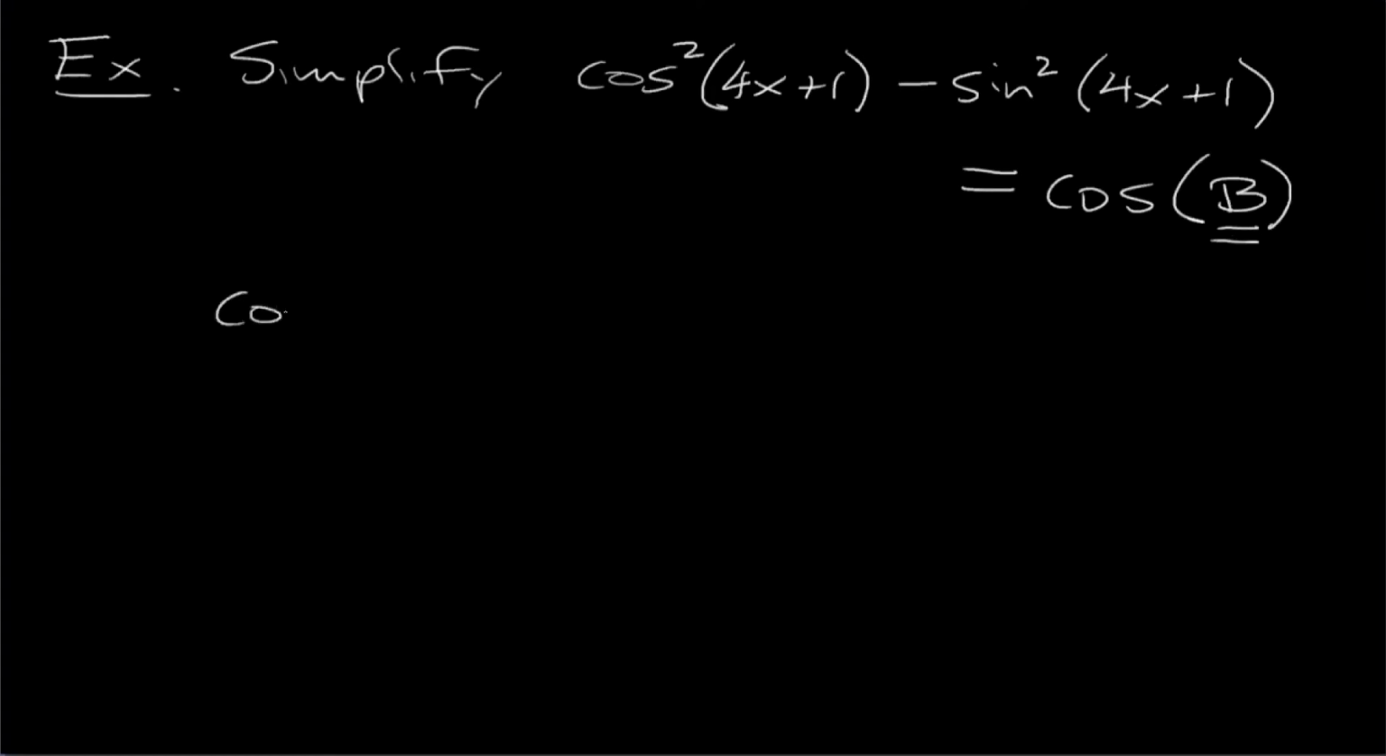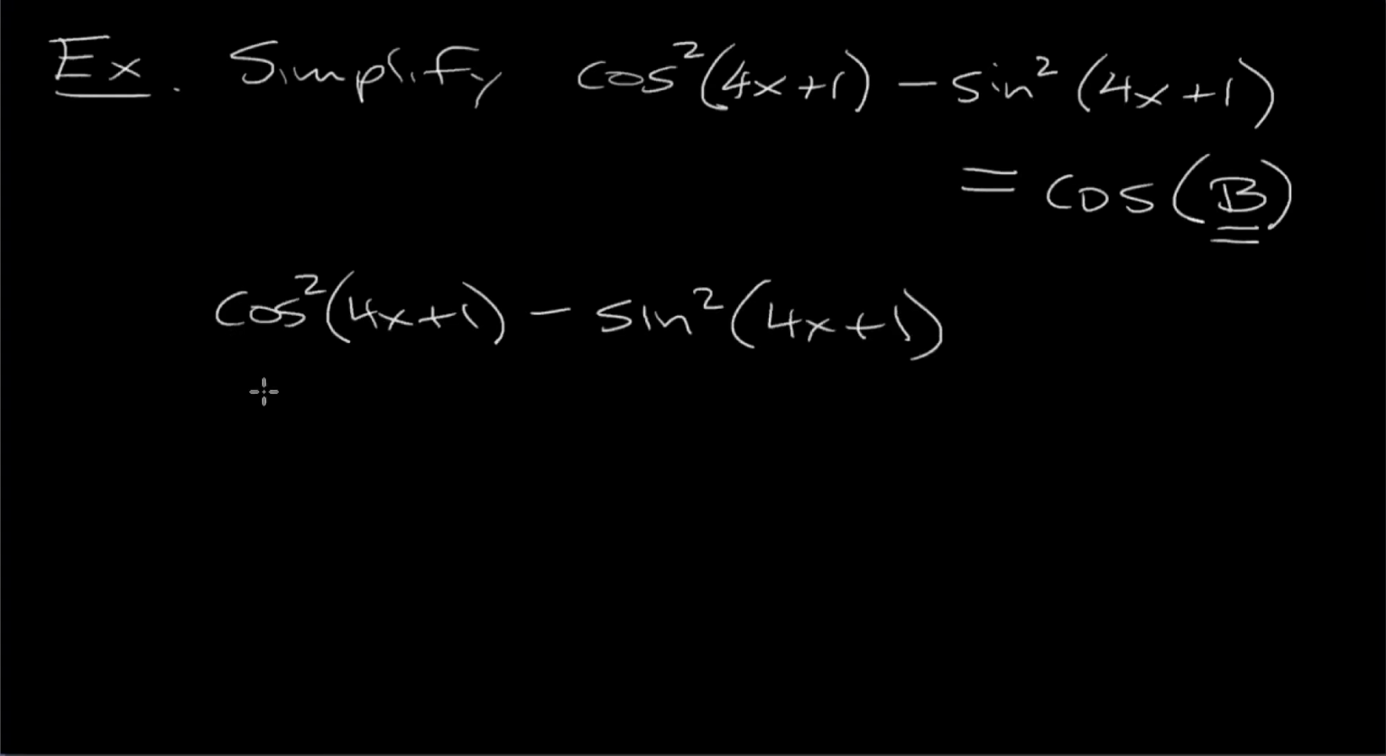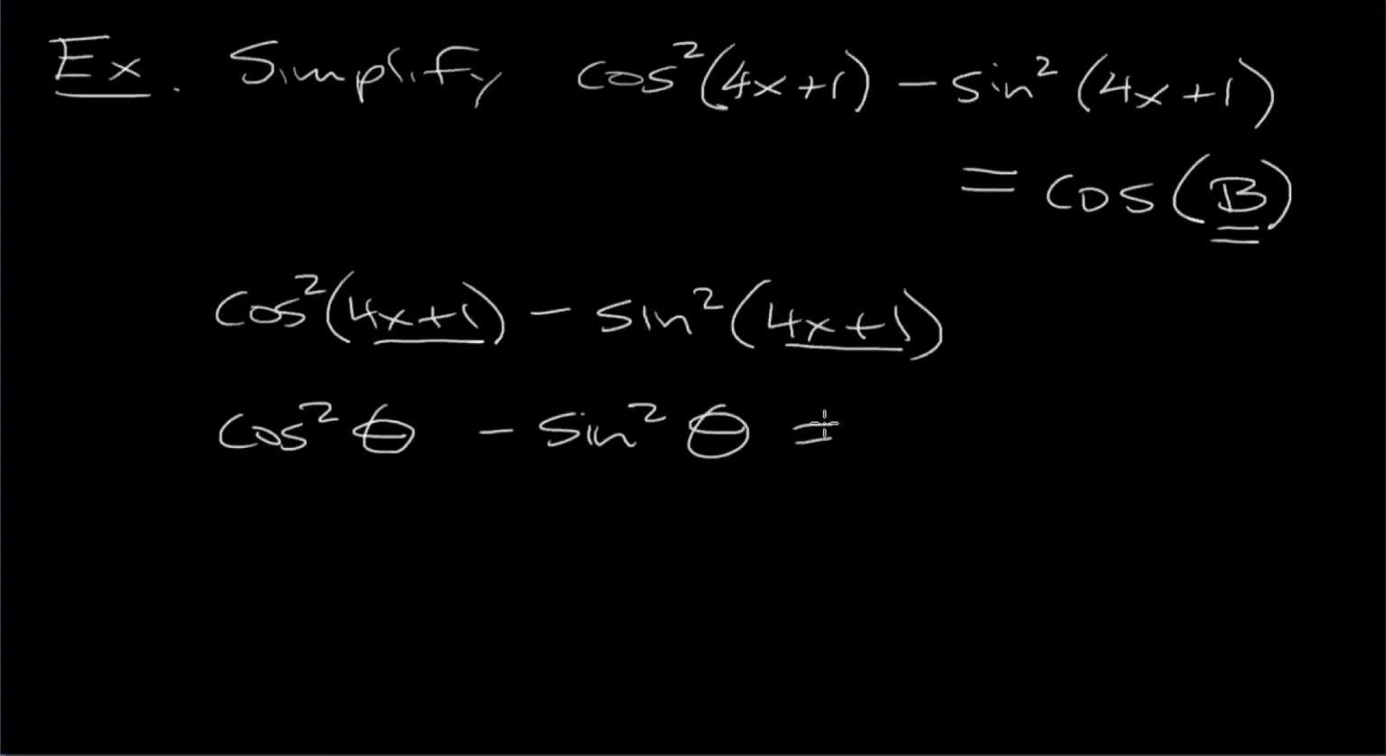So if I started with cosine squared of 4x plus 1 minus sine squared of 4x plus 1, the first thing I'm going to do is simplify this, because I see that this piece right here is the same. And so I'm going to think of this as cosine squared of something minus sine squared of something. And does that look familiar? Oh, not Pythagorean theorem. It's not the Pythagorean identity, even though that's the real tempting thing to jump to, but it's not because it's subtraction.